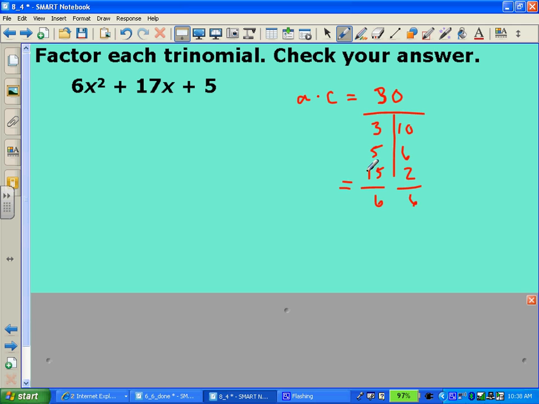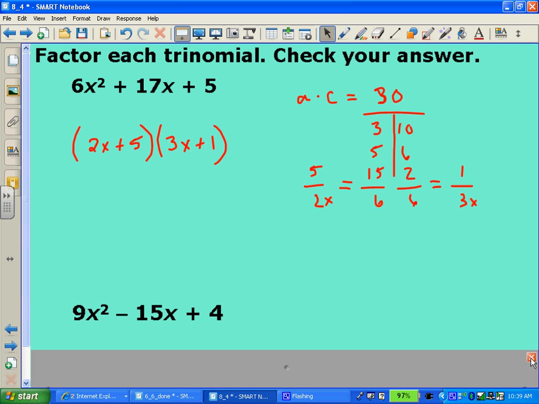Again, I gotta reduce if I can. So 15 over 6, I can take a 3 out. I get 5 over 2. I can take a 2 out of here. I get 1 over 3. I put my x's in. So my binomials are 2x plus 5 and 3x plus 1. Check it. 6x squared, 15x, 2x, 5. That works.